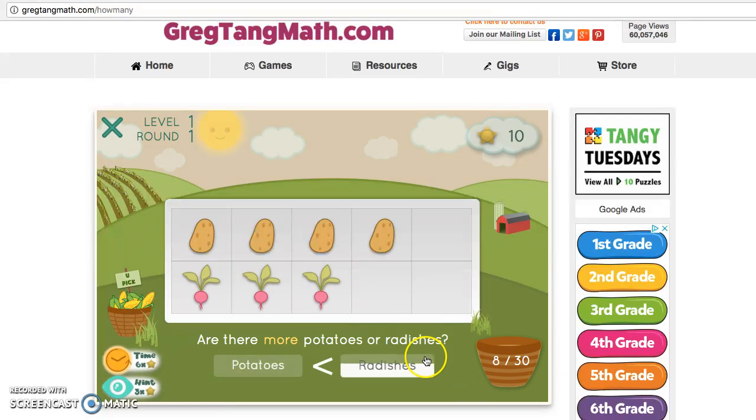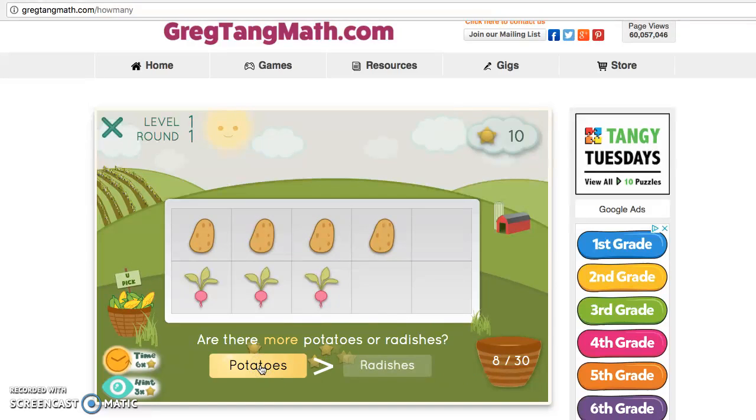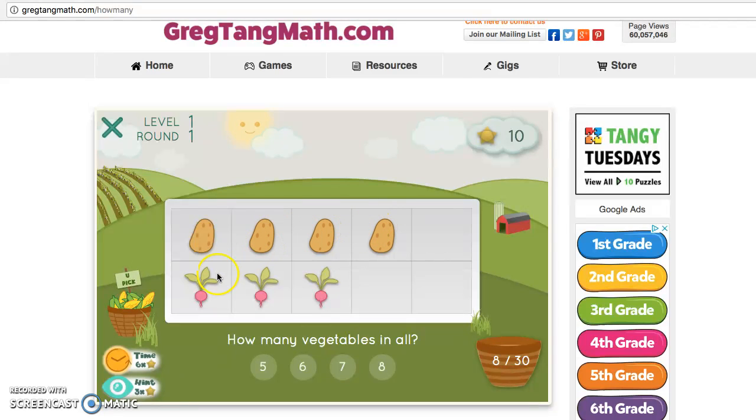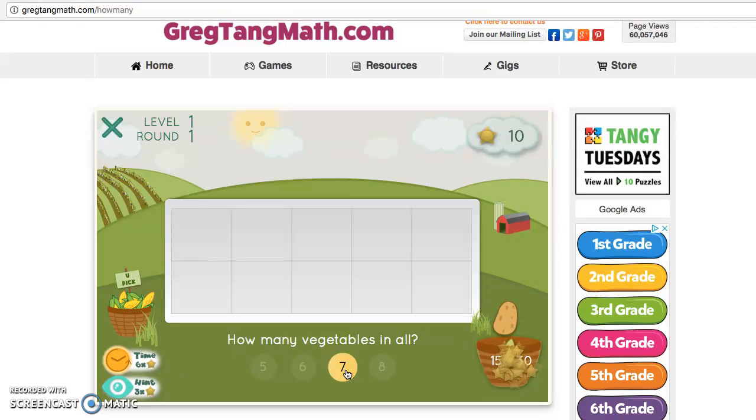The next problem, are there more potatoes or radishes? So looking at these, there are more potatoes. How many more potatoes? We can see there's 1 more right here. So we are showing addition and subtraction, greater than, less than, all put in word problems. How many vegetables in all? There are 4 in this frame and 3 here. 4 plus 3 is 7.